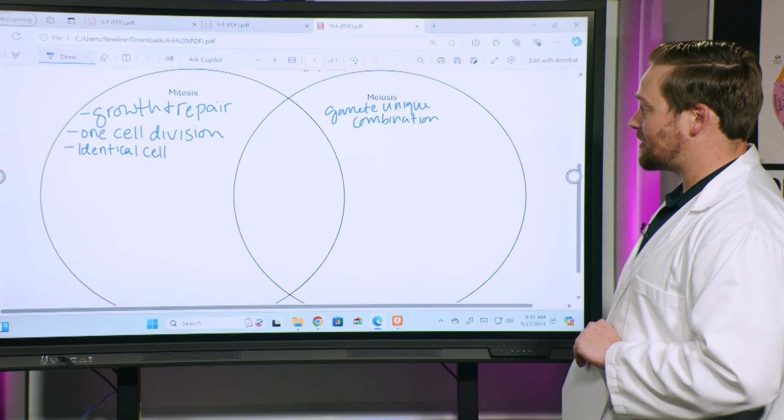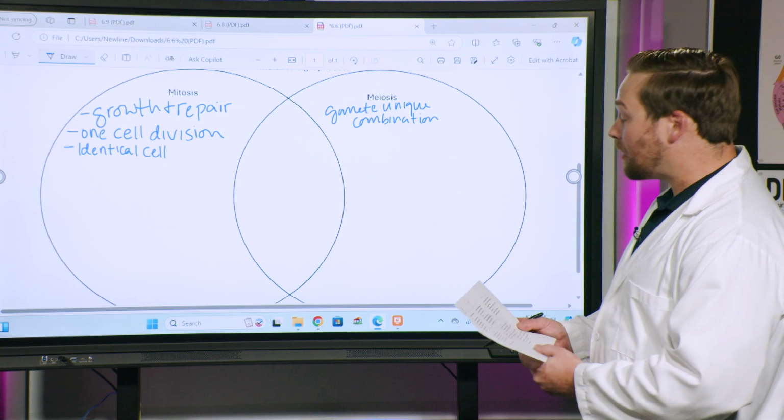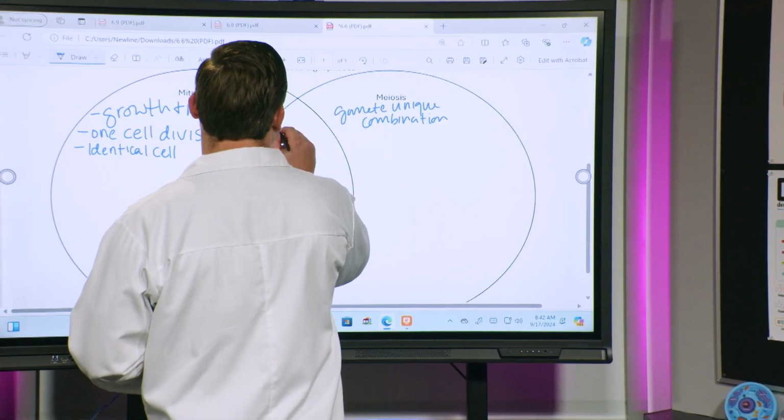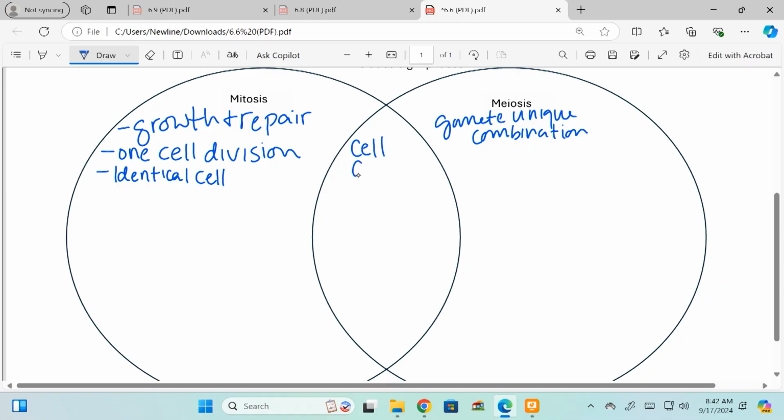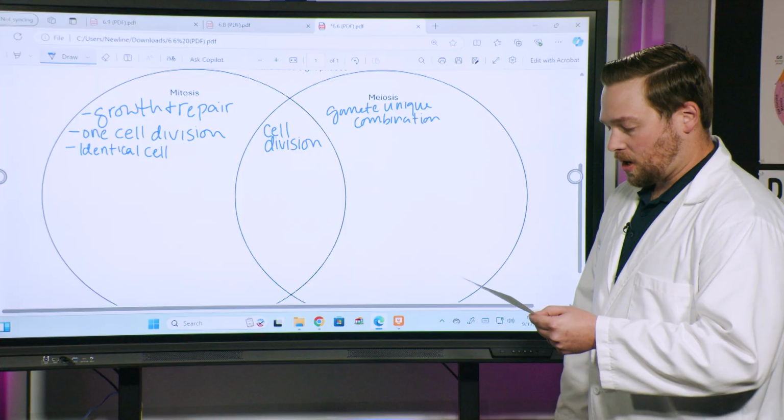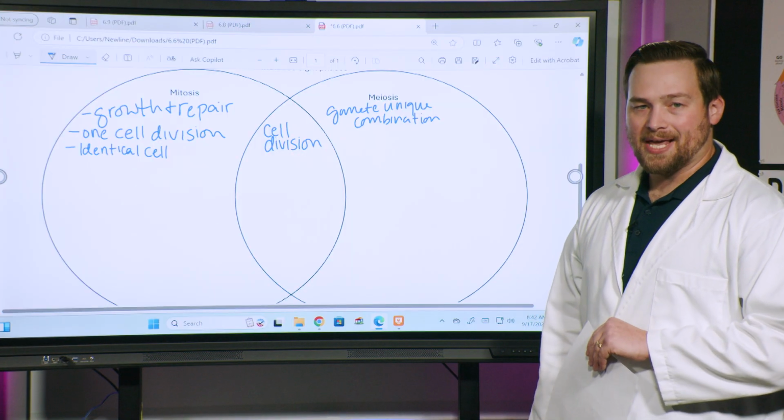The next one says a type of cell division. Which one of these is a type of cell division? Well, I think both of them are. So I'm going to put cell division here in the middle. Okay, cell division. Okay, great work.